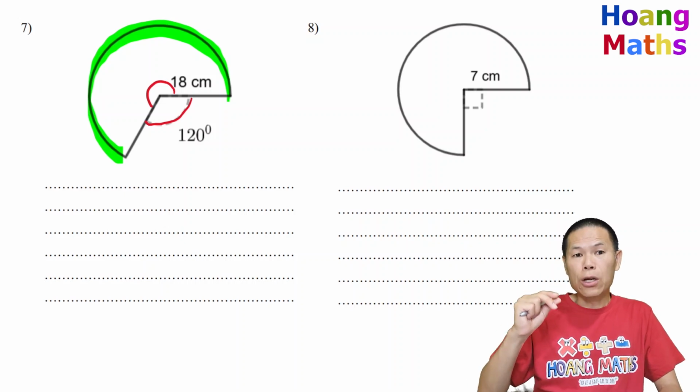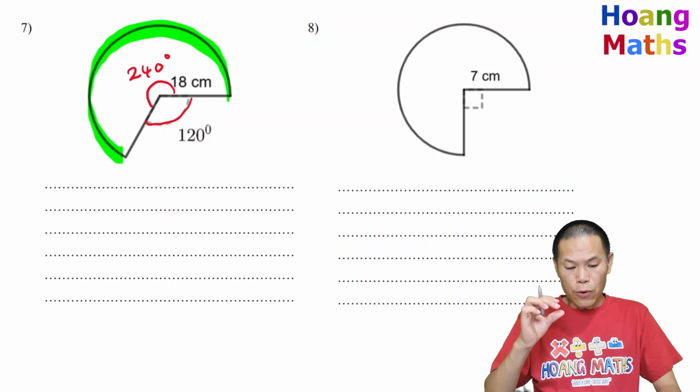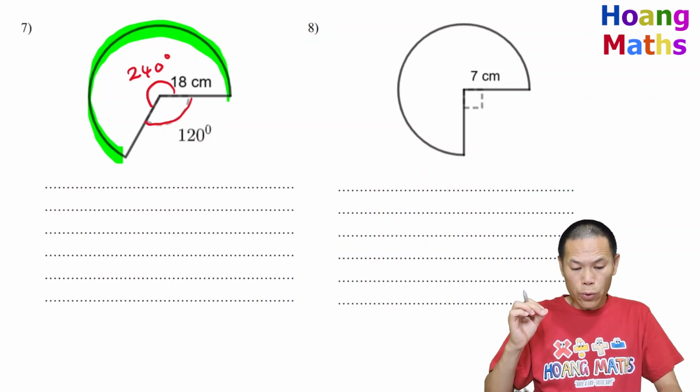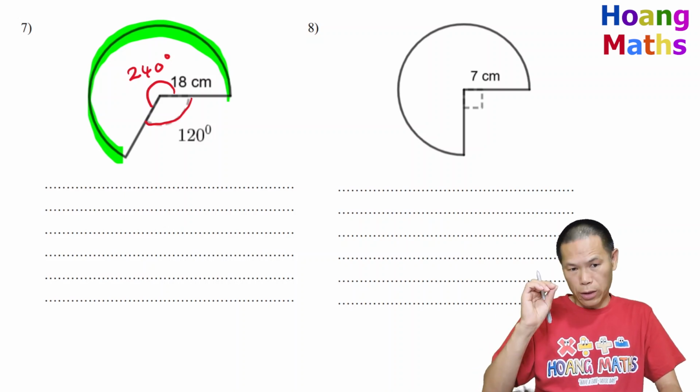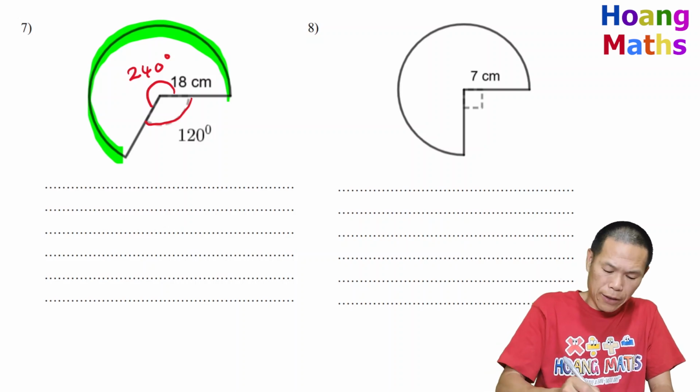So that gives us 240. So that is 240 degrees here. Because if you add 240 with 120, it gives us 360. So keep that in mind. So now we need to work out the length of the major arc first, okay?